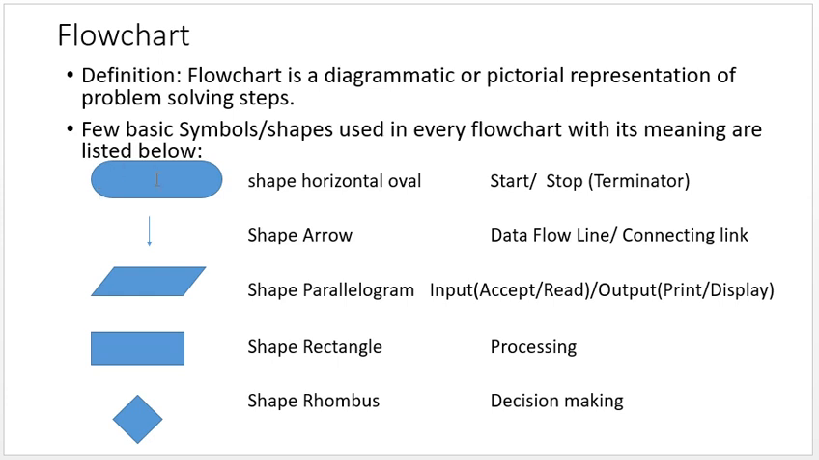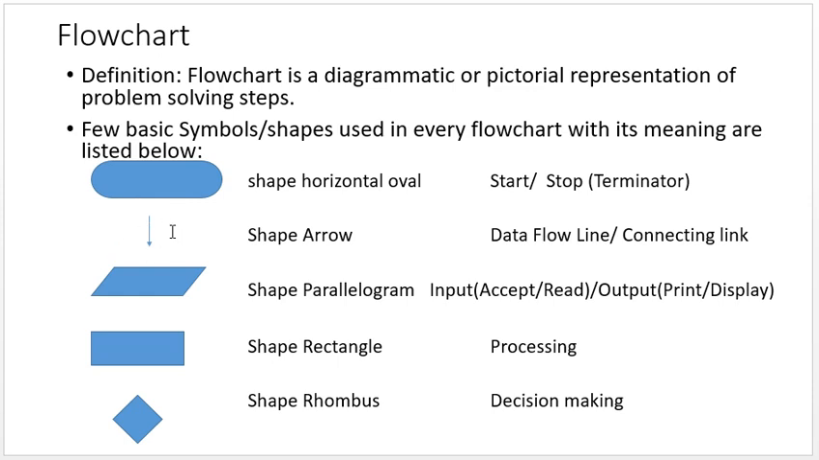Horizontal oval, this is the name of this shape, which symbolically represents the start and the stop step of the algorithm and the flowchart. That is, it will be the beginning and terminator stage of the flowchart. Then the next shape, used most commonly, is the arrow.